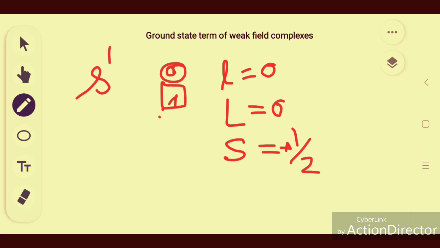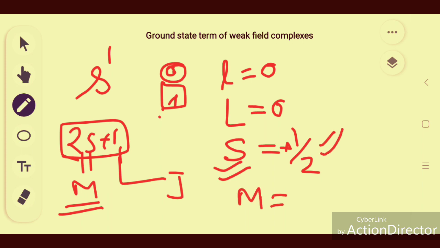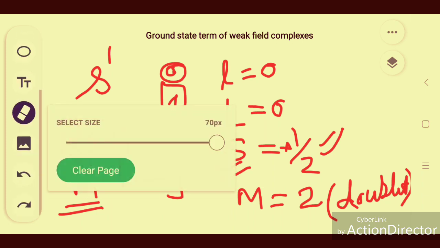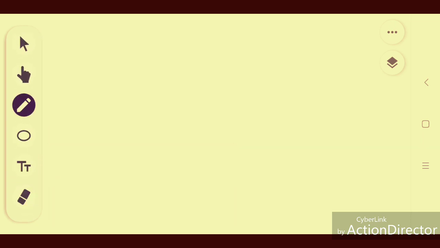Capital S is half. And we know that any term can be represented with the help of 2S plus 1 and J. So what is 2S plus 1? It is the multiplicity of a term. If we know the value of S, we can calculate the multiplicity. If S is half, then the multiplicity will be 2. What do you mean by 2? 2 means this is a doublet state. Doublet state means there is one electron and its spin is half.